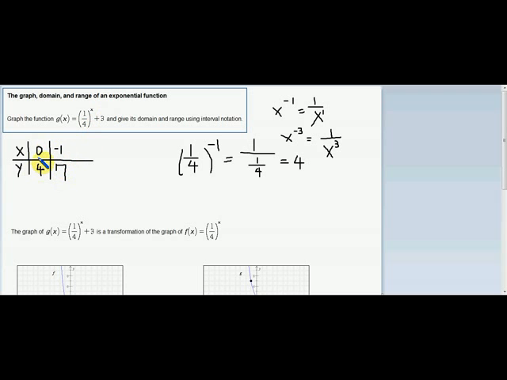Now we have 2 points. This is our first point, (0, 4), and our second point, (-1, 7). We can put those 2 points in. Now we have 2 points already. Our next step is to find the asymptote.